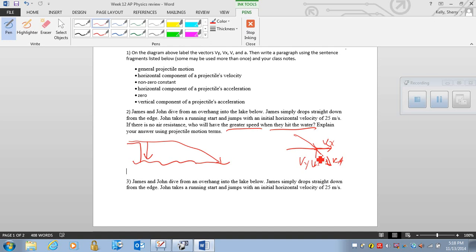So this velocity of him hitting the water at an angle is going to be much greater than him hitting the water going straight down. And that is what the other guy did. All he's got is his y velocity. So therefore, John, the one that dove off horizontally, when he hits the water, is going to be going much faster than the guy who just dove in straight down.